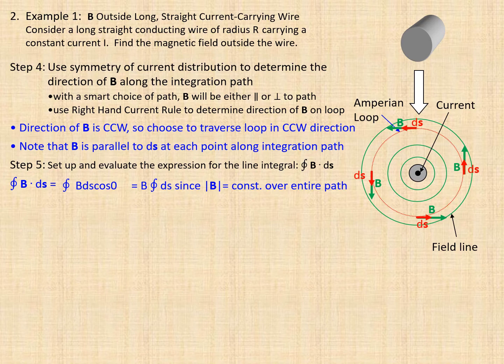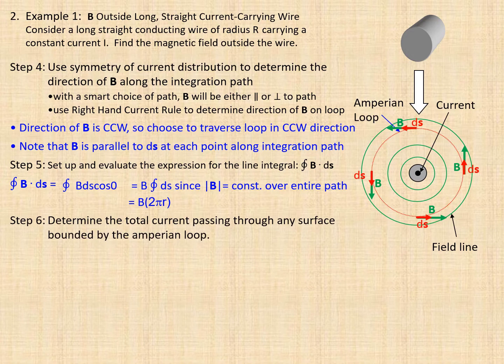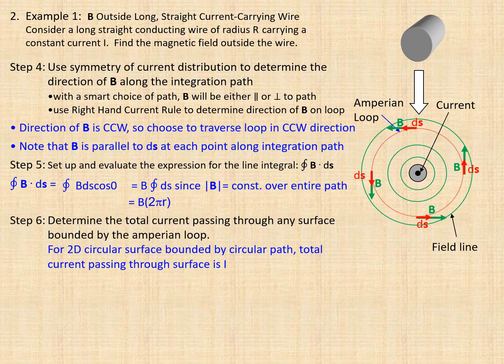which tells us that in the integral, we are simply summing up all of those infinitesimal displacements, which gives us nothing more than the entire length of the path, the circumference of the circle, 2 pi r. So the next step is to determine the total current passing through any surface bounded by the Amperian loop. In this case, the obvious choice of the surface would be a two-dimensional circular surface that is bounded by the circular path. And when we look at that surface, we see that the total current passing through the surface is simply I.